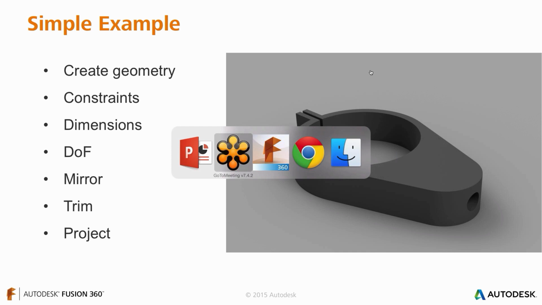So that being said, I wanted to cover a simple example of this part that I have here on the right-hand side. It looks like a simple part. It is, what it's going to cover is creating geometry, constraints, dimensions, the whole concept of degrees of freedom, and then some other tools in the sketch palette such as mirror, trim, project, some fairly straightforward things. I know this isn't the most advanced example, but I wanted to make sure that we could cover this at the beginning. That way we have a nice fundamental before we get into the more complex geometry.